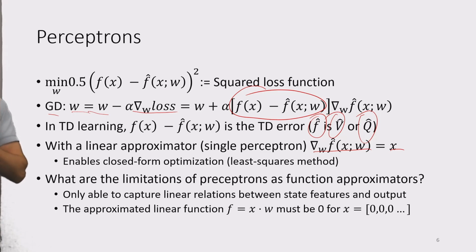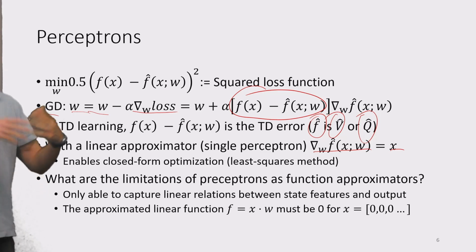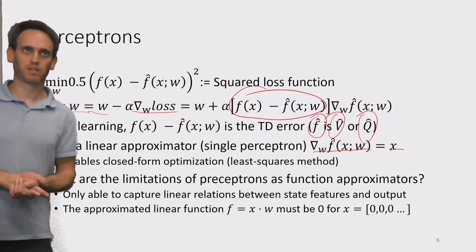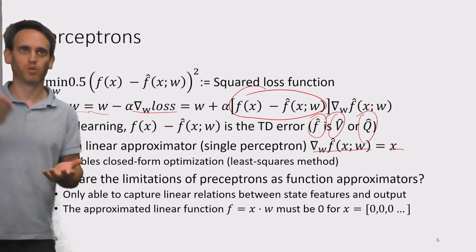So what would be the limitation of a perceptron as a function approximator, of a linear function approximator? The main limitations are that it is only able to capture linear relations between the state features and the output. And also, the approximated linear function must be zero for an input vector which is all zeros, right? You cannot choose a different weight vector that will get you an output that is different than zero. So a vanilla linear function approximator must go through the origin in any case.